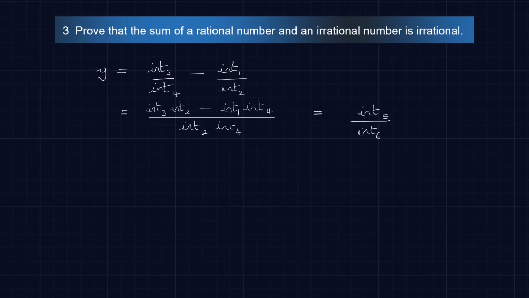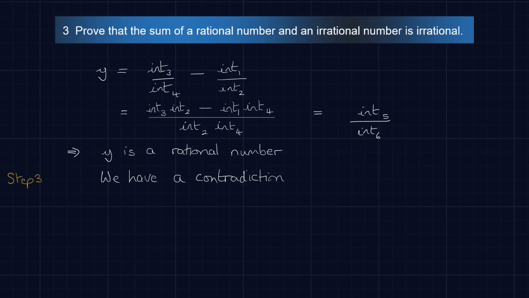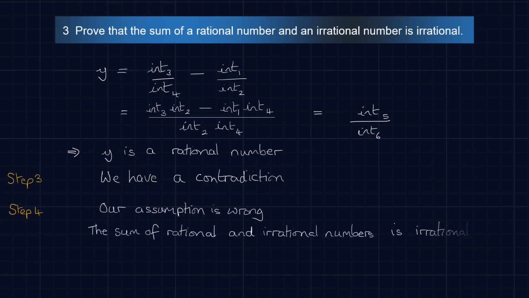That states that y is a rational number, which contradicts our assumption. We have reached stage 3, a contradiction, and we take the last step. Our assumption must be wrong, the statement must be true, the sum of a rational number and an irrational number is irrational.